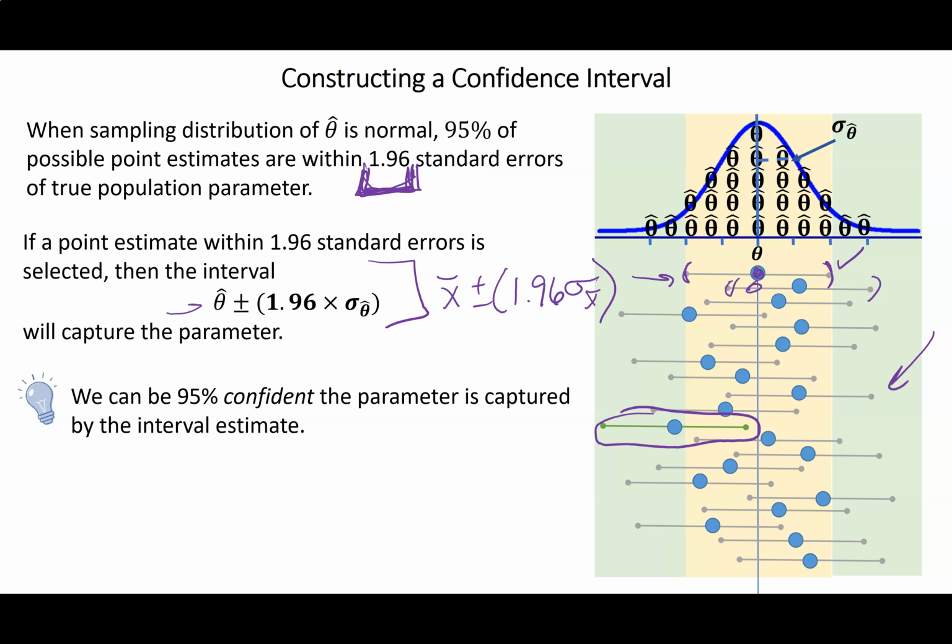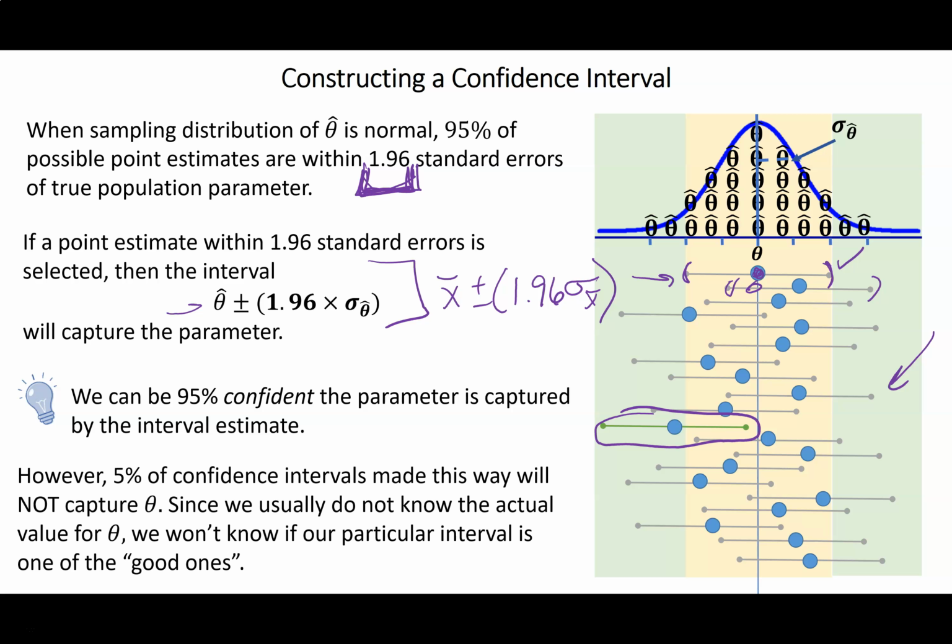So we can be 95% confident the parameter is captured by this interval estimate. So it's not necessarily confidence in one particular interval, but it's confidence in this interval-making process. This process works 95% of the time. And like we were saying, if it works 95% of the time, that means it doesn't work about 5% of the time. So hopefully the sample that we took was a good sample and it's one of the 95% that works. But in real life, we usually don't have any way of knowing for sure.